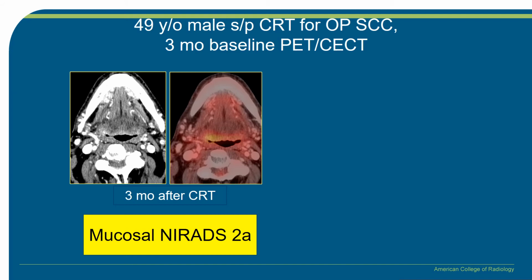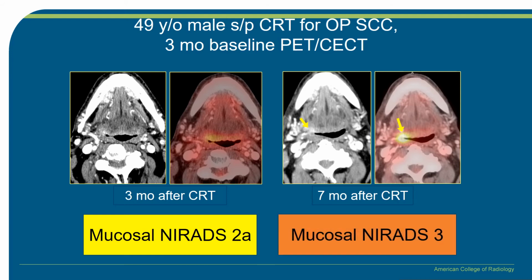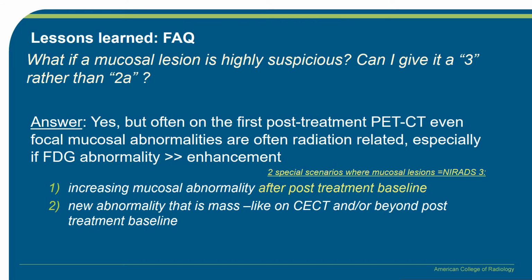But the patient came back at 4 months after the earlier scan, because of that 2A, and had increasing enhancement and FDG uptake. Now, this is no longer just mucosal, and they take a look. It's increasing over time. And this is one of the special scenarios where I will give a NI-RADS 3 for a mucosal abnormality. This patient also, clinically, they could see it. Clinically, there was pain. There were a lot of other clues.